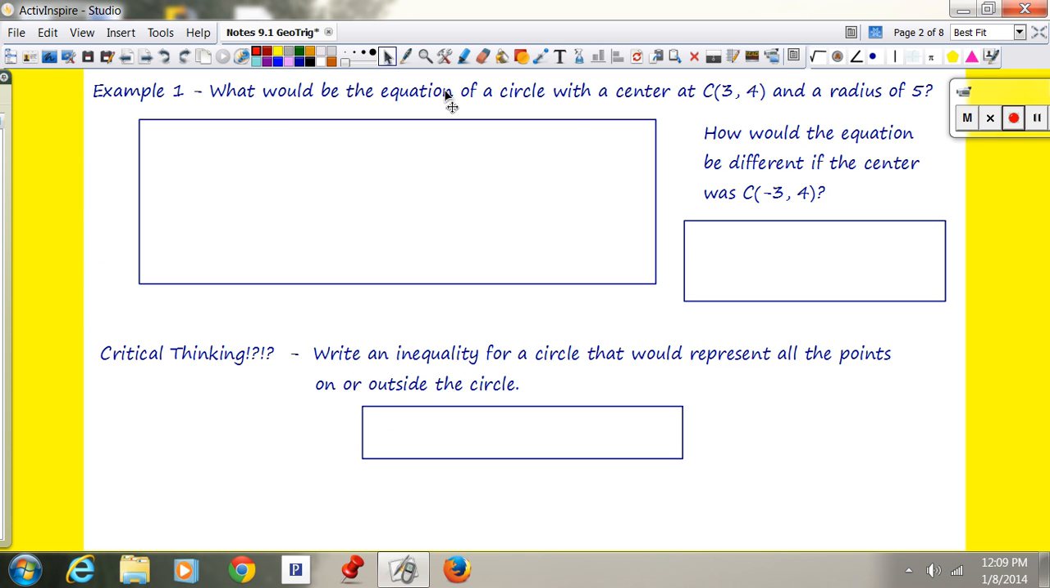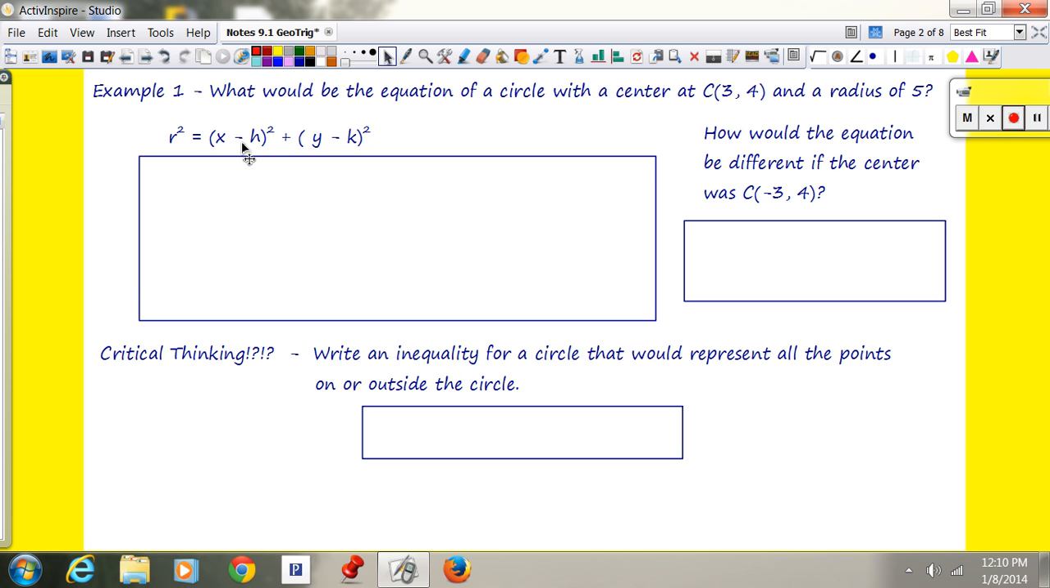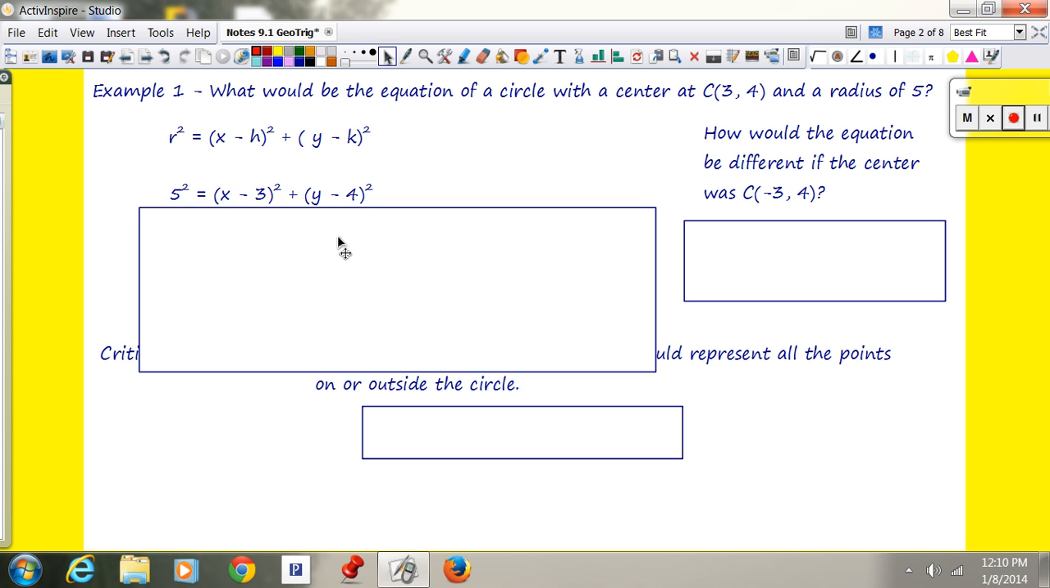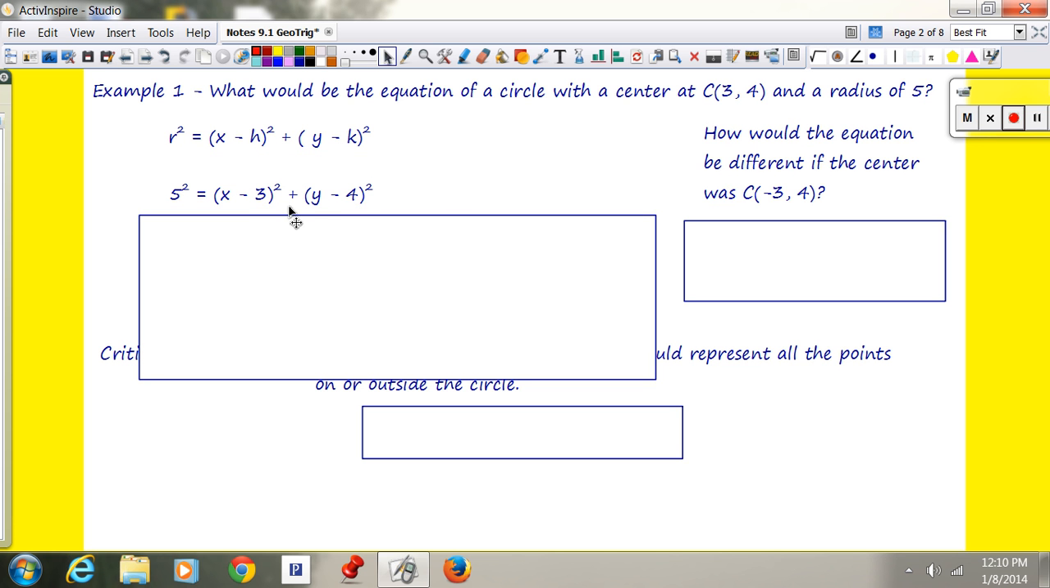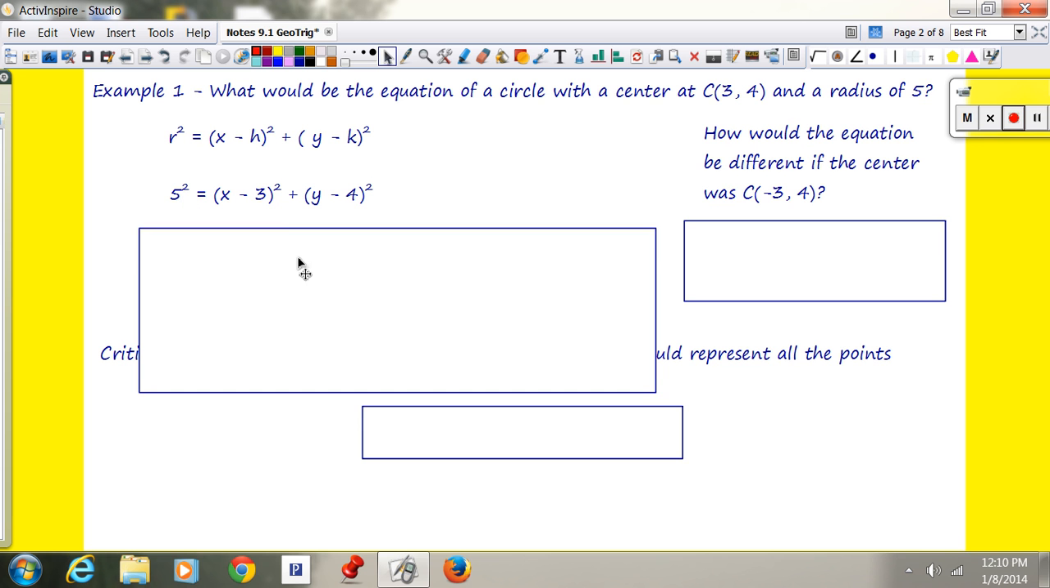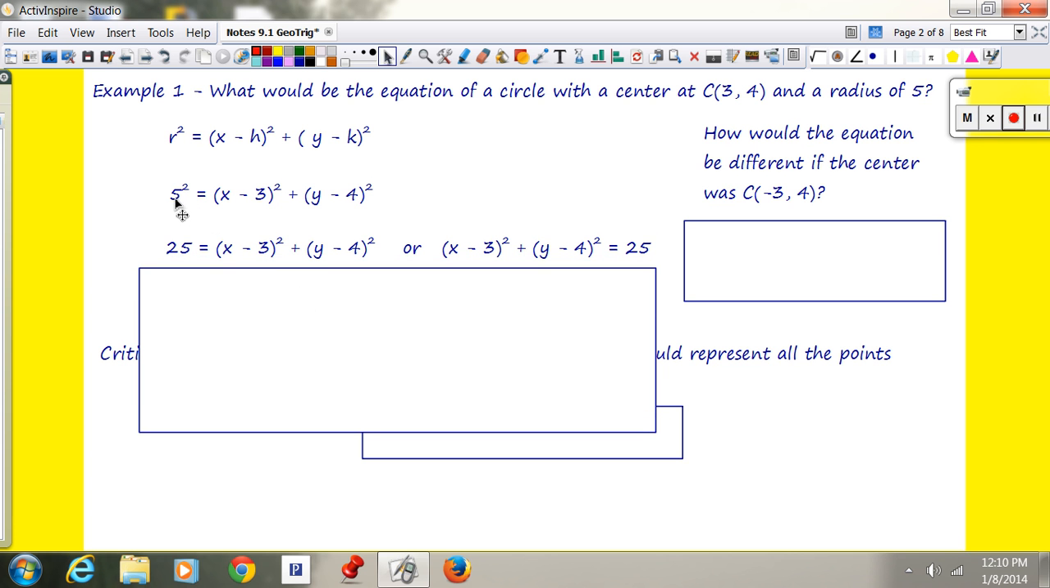All right, what would be the equation of a circle that has a center of 3, 4, and a radius of 5? Well, here's our equation of a circle. So you're just going to write this all in this box. Here's our equation, just copied from the previous slide. We're going to plug in the points that we know. The center point is 3 and 4, and the radius is 5. We are going to simplify. The 5 squared is 25, and you just bring this down and you have your equation.